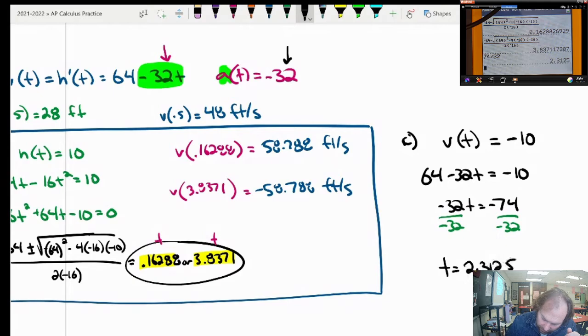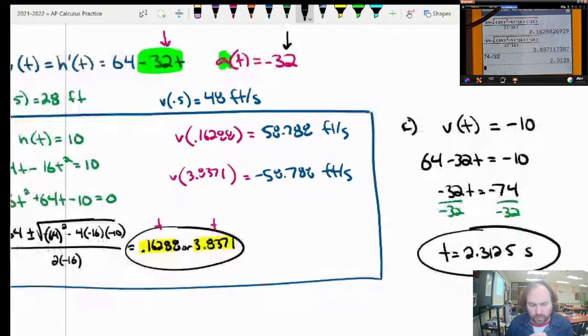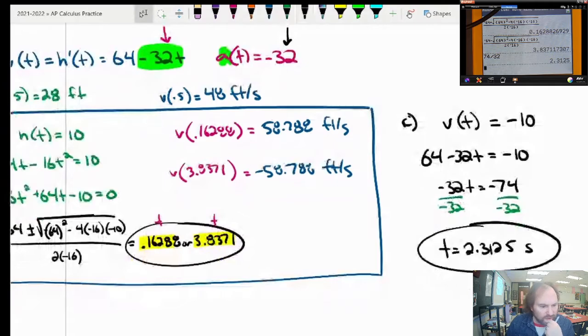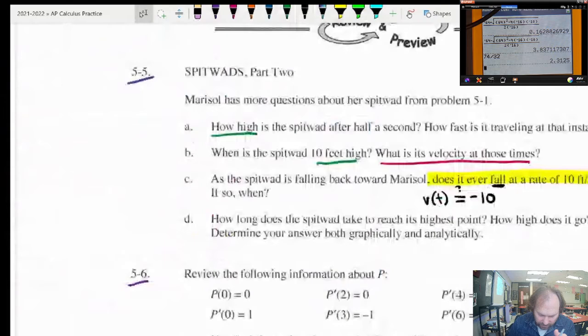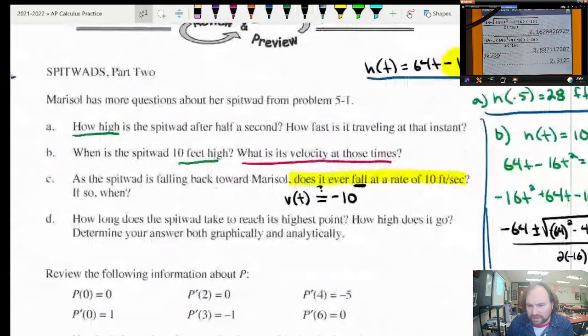And that is a time. That's at what time the velocity is changing at that rate of negative 10 feet per second. And question D is going to ask us, how long does the spit wad take to reach its highest point, and how high does it go? And we're going to determine our answers both graphically and analytically. Let's do it analytically first, and then we'll take a look at the graph.